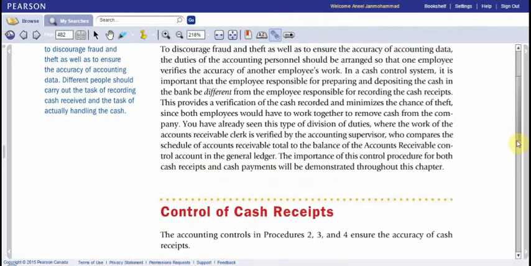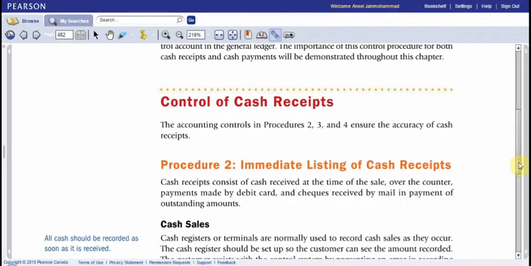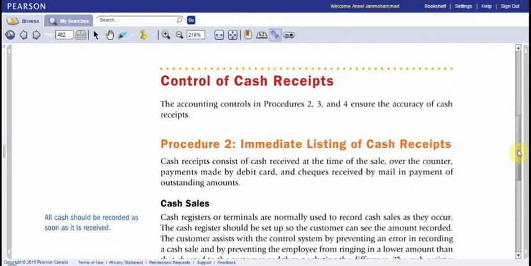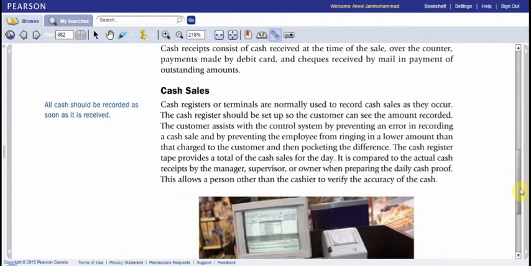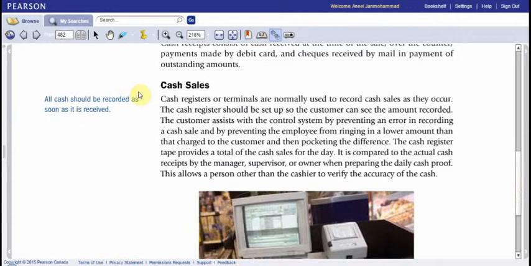Okay, so let's go into a little more detail. The second procedure, immediate listing of cash receipts. So cash receipts consist of cash received at the time of the sale, over the counter, payments made by debit card, and the checks received by mail in payment of outstanding amounts. So that's all the cash. So cash received right away, cash received with debit, and then checks received in the mail. That's all cash, right? So what it's talking about, all cash should be recorded as soon as it's received. There shouldn't be a waiting time. It should be recorded that same day.